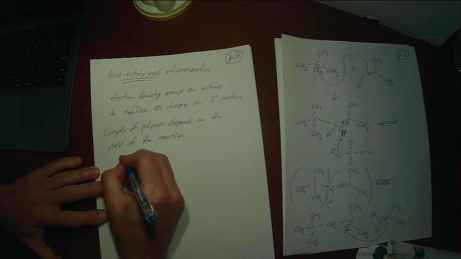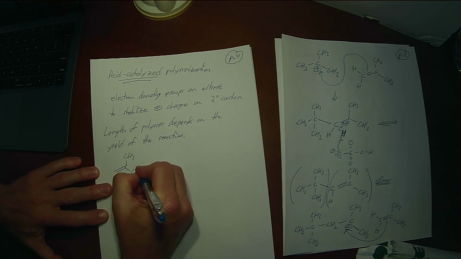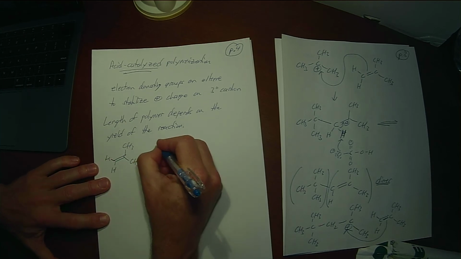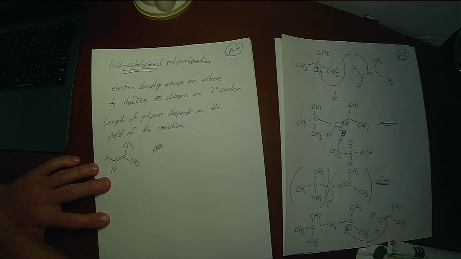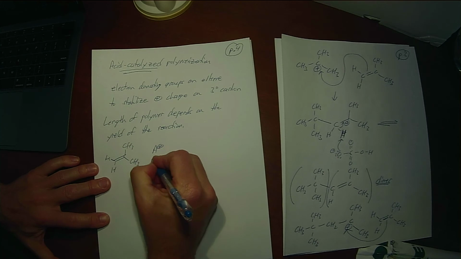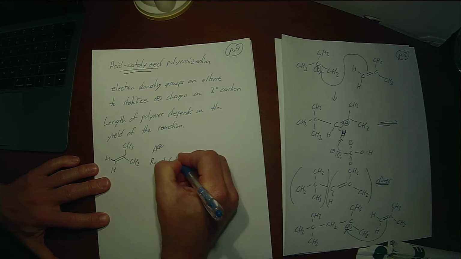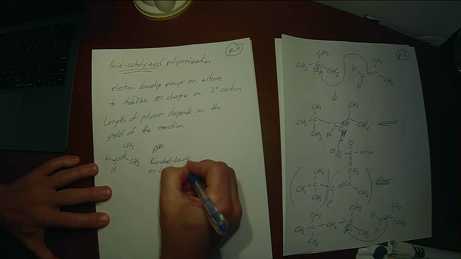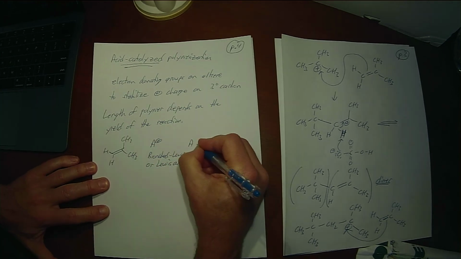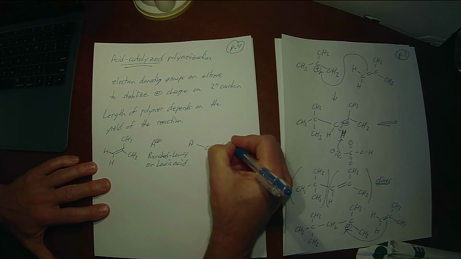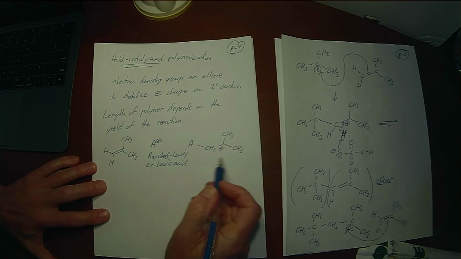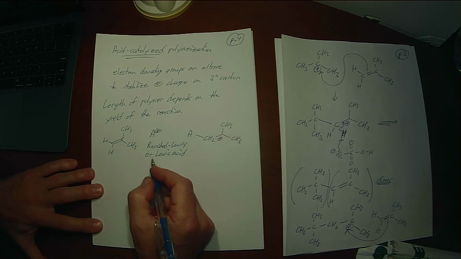So if you start with isobutene, the key to a successful acid catalyzed polymerization is to give it an acid. It could be a proton source, or it could be a Lewis acid. Doesn't have to be a Brønsted-Lowry acid, right? So the A is going to react to form the tertiary carbocation, and then that's going to go off to the races and keep polymerizing.